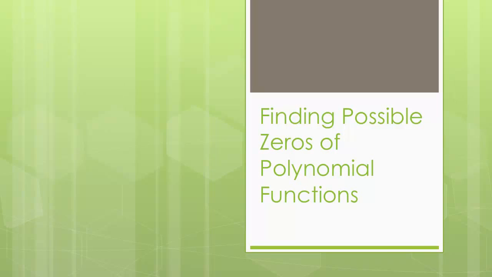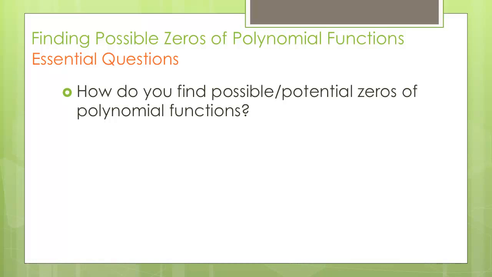Finding possible zeros of polynomial functions. There's really not a lot to say in the rest of this set of topics, because it's just going to be what are the possible or potential zeros, how can we find those, and then how can we determine which they are. So this one's going to be talking just about the possible zeros, and then the next couple videos will be how to figure out which ones are the actual zeros.